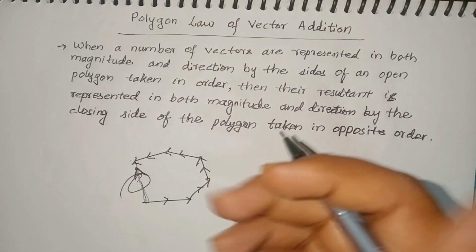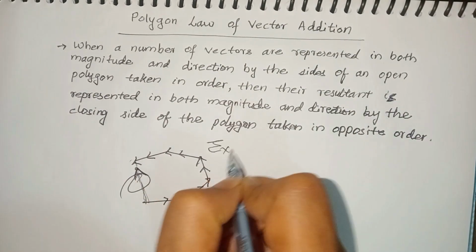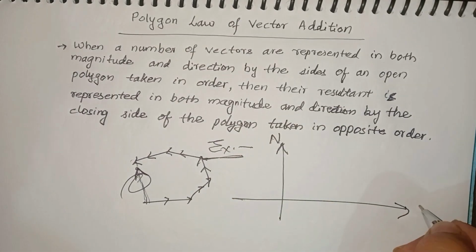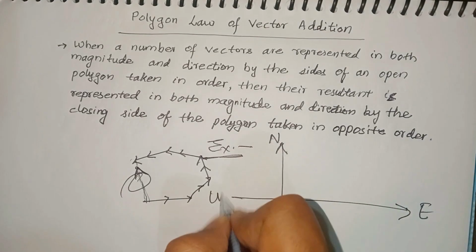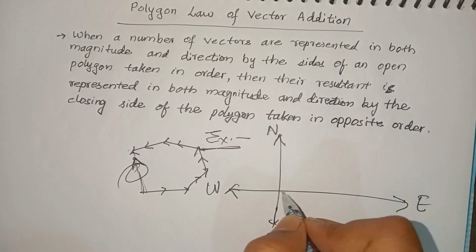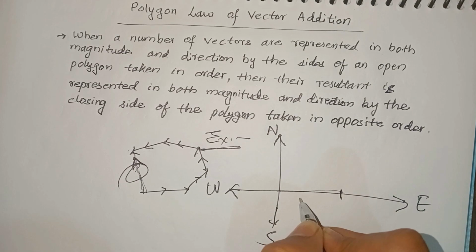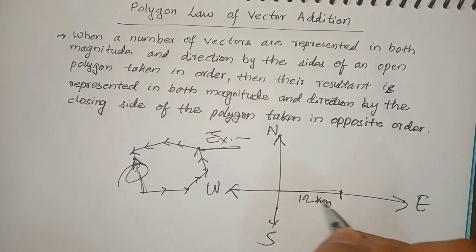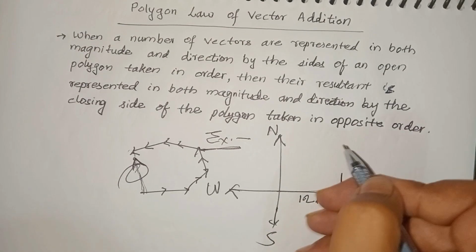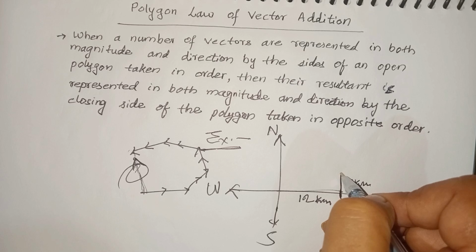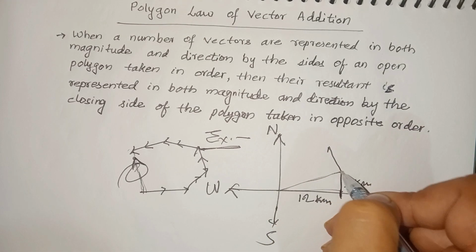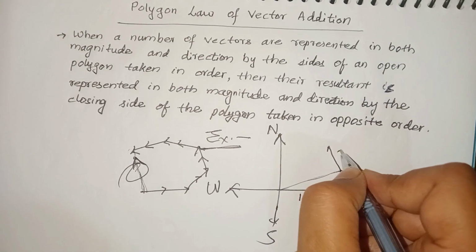Suppose let us take one example. Suppose this is north, this is called east, and this is called west, this direction is called south. Suppose a person goes this way, let it be 12 kilometers east, and then he goes 5 kilometers towards north, and then goes perpendicular to the line joining, 6 km.